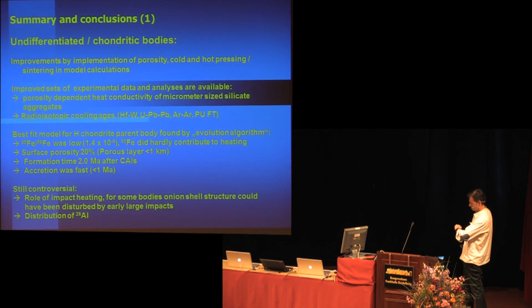Okay, so these are summary and conclusions. So we have, for the undifferentiating chondritic bodies, we have for the H-chondrite parent body a best model constrained by radioisotopic cooling ages, which indicate that iron-60 was probably low in this body.